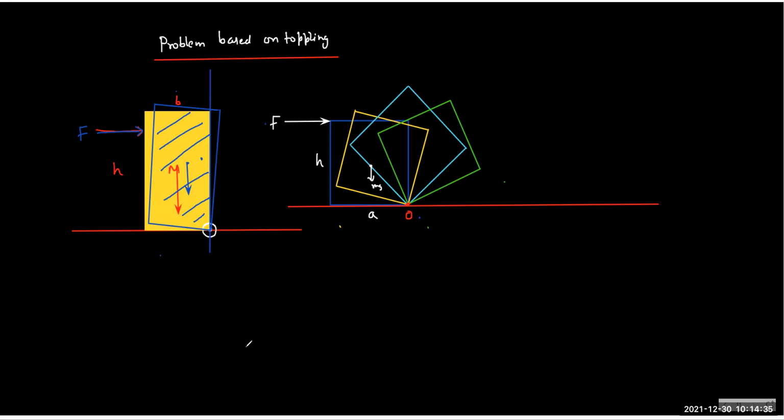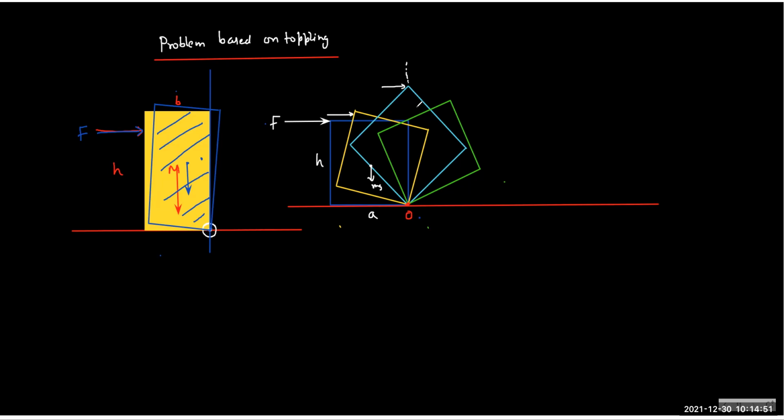But what about the torque of force? Will it keep on decreasing or keep on increasing? Keep on increasing. Yes, you can see the force is going away. But till this point, it will keep on increasing.